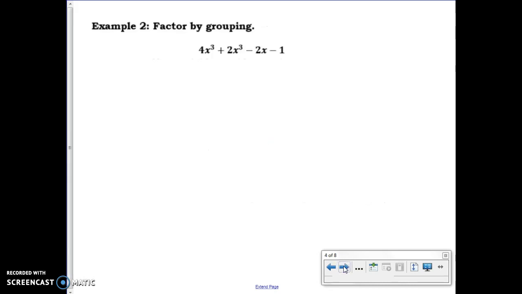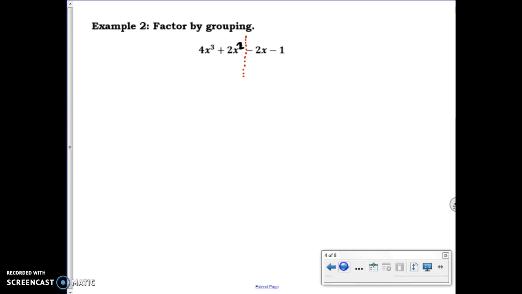All right, so let's try an example ourselves. Remember, the first step is to always split it in 2, into 2 equal parts. So I'm going to draw a red line down the middle. Then we look at the first 2 terms, and I have 4x to the third plus 2x to the third. And I apologize, that should probably be a 2x squared. So on your paper, please change that to a 2x squared.